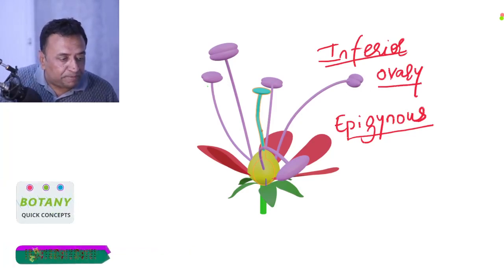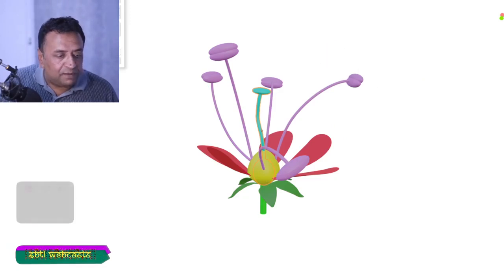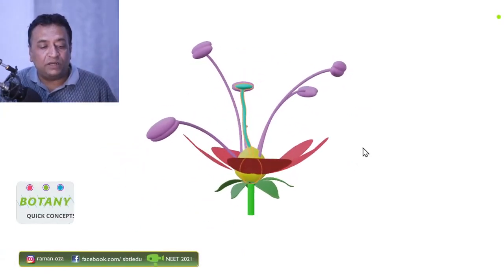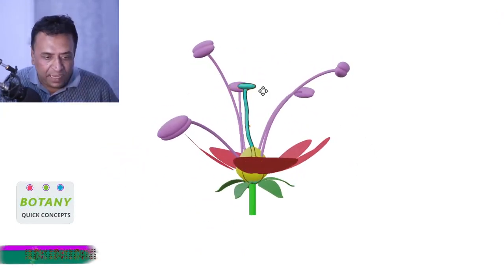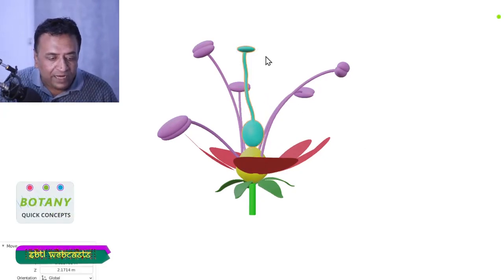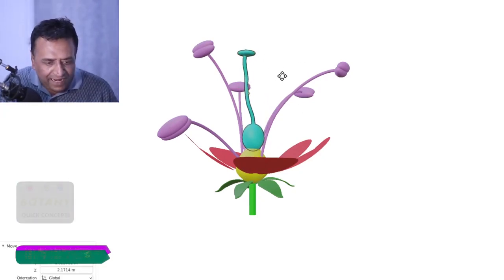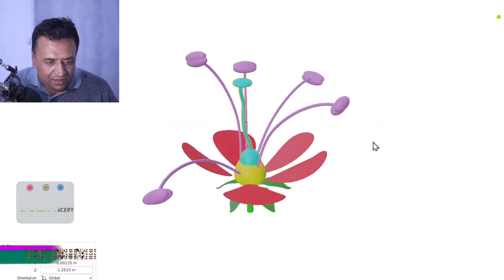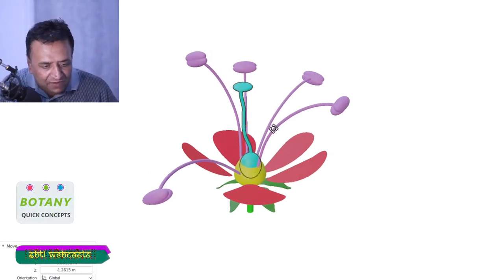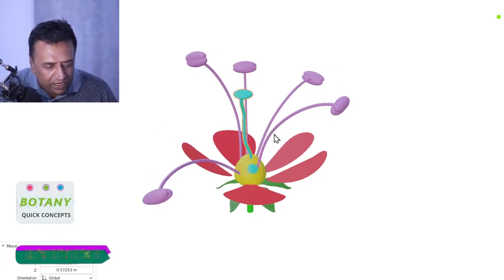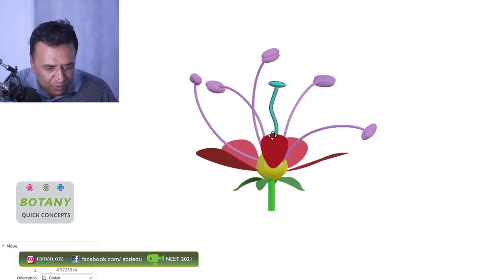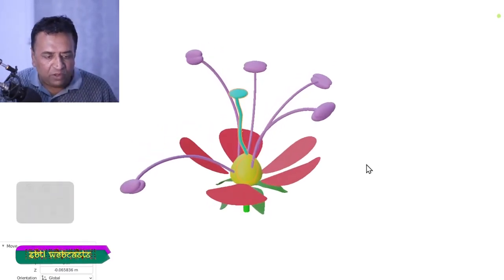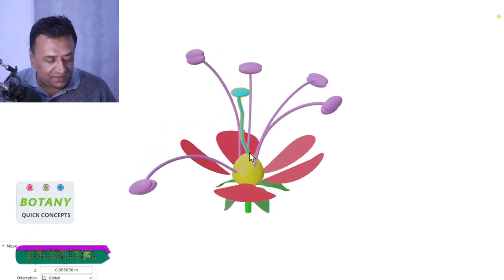There are three types of flowers we study. Those are hypogynous flowers, which have a superior ovary; perigynous flowers, which have a semi-inferior ovary; while epigynous flowers have an inferior ovary located somewhat below. You can note here now that the ovary is completely merged inside this thalamus.